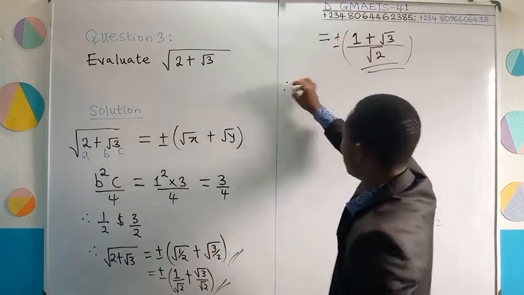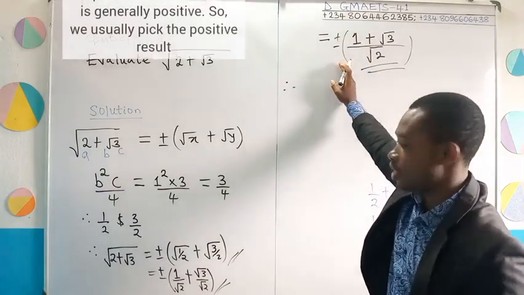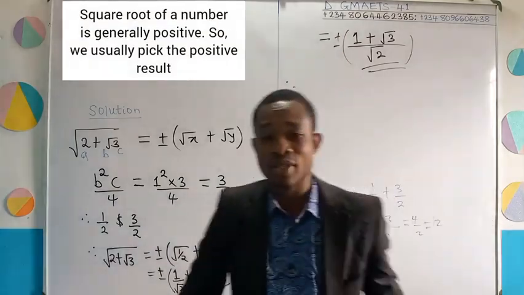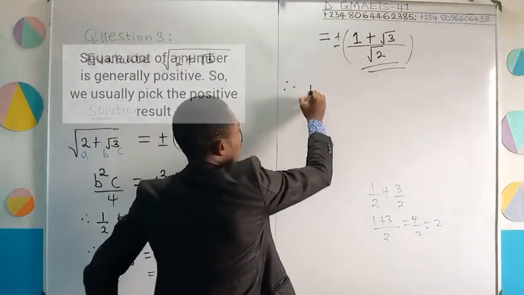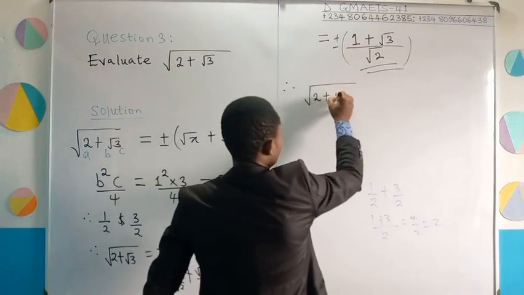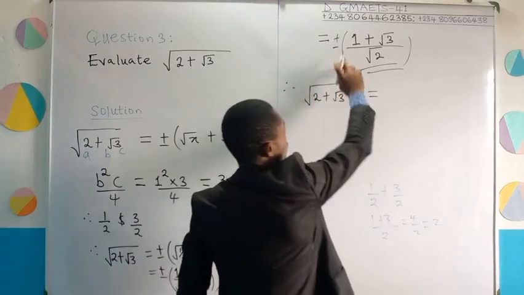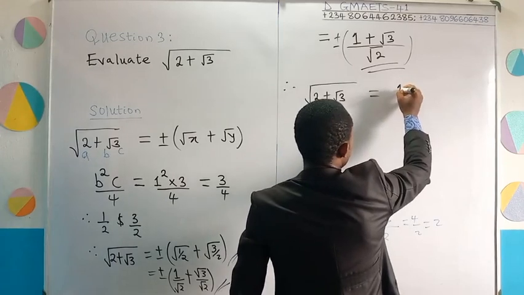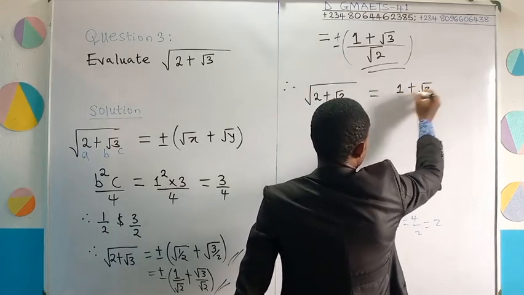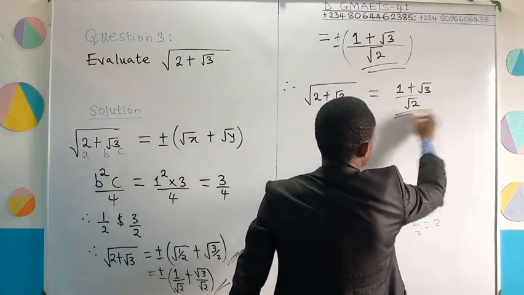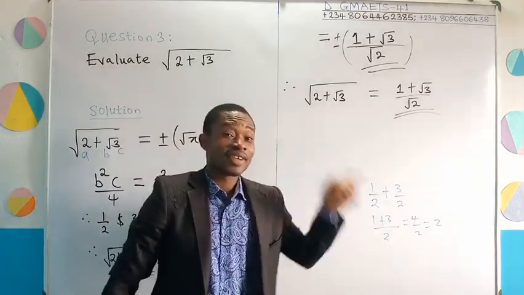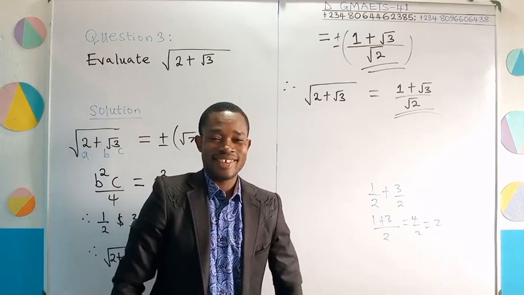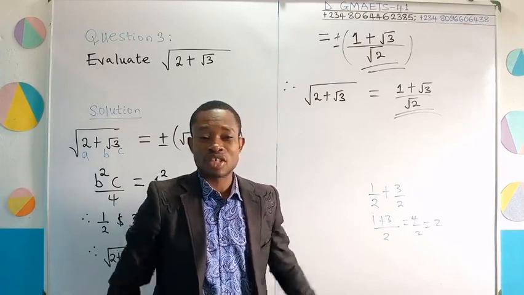If you choose, you go for the positive value. Are you getting me right? Go for the positive value if you don't want to leave your plus minus. It simply means that square root of 2 plus root 3 is equal to, pick the positive side of this, so you have 1 plus root 3, and then simply divided by root 2. So that's the answer. But don't forget, you can still choose to play around these. Someone might decide to rationalize this surd.